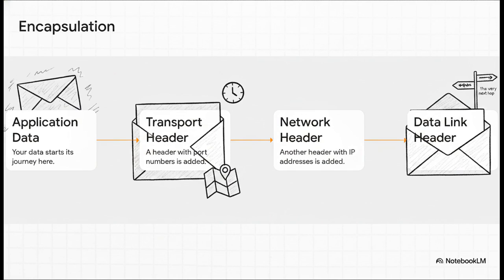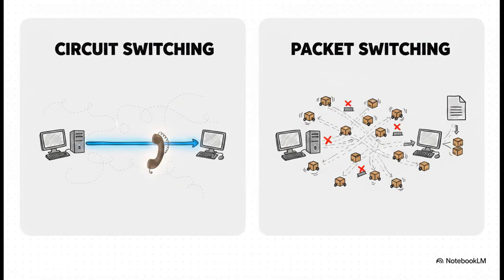The transport layer adds an envelope with the port number, which is like a specific department in an office building. Then, the network layer adds an even bigger envelope with the IP address, the actual street address of the building. And finally, the data link layer adds one last wrapper for just the very next stop on the journey. It's a brilliant system for getting information ready for travel. Now, once it's all packaged up, how does it actually travel?